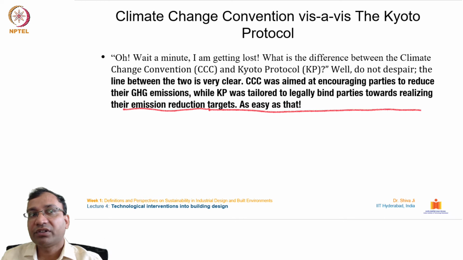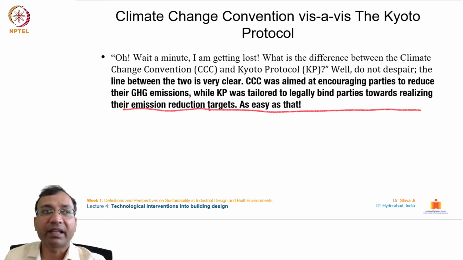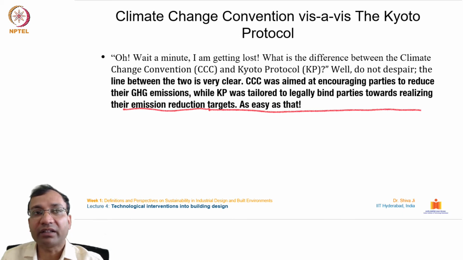Climate change conventions vis-a-vis the Kyoto Protocol. Well, oh, wait a minute, I'm getting lost. What is the difference between the Climate Change Convention, CCC, and the Kyoto Protocol? Well, do not despair. The line between the two is very clear. CCC was aimed at encouraging parties to reduce their GHG emissions, while the Kyoto Protocol was tailored to legally bind parties towards realizing their emission reduction targets. So I hope you understood.